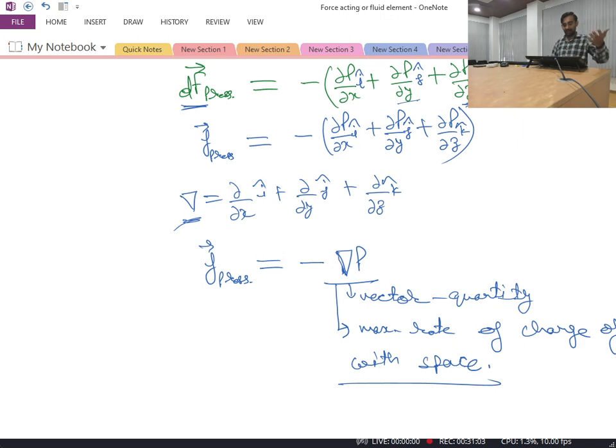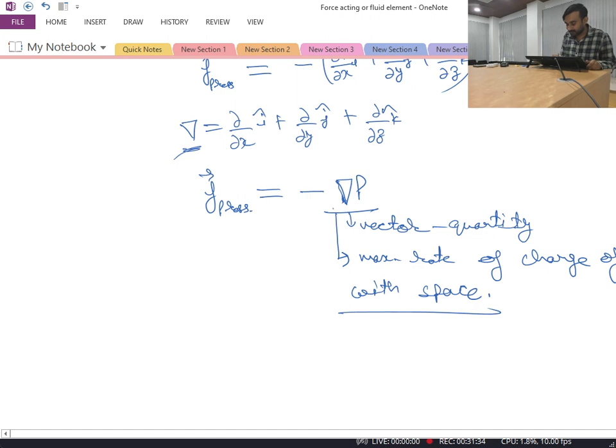If you go back, you can see that del P by del x, del P by del y are fundamentally the rate of change of pressure in x direction and the rate of change of pressure in y direction. When we club these together into a vector quantity, it represents the maximum rate of change of pressure with space. This vector quantity must have a direction. Mathematically we say that the gradient of P is a vector which always acts in a direction normal to constant value of P.